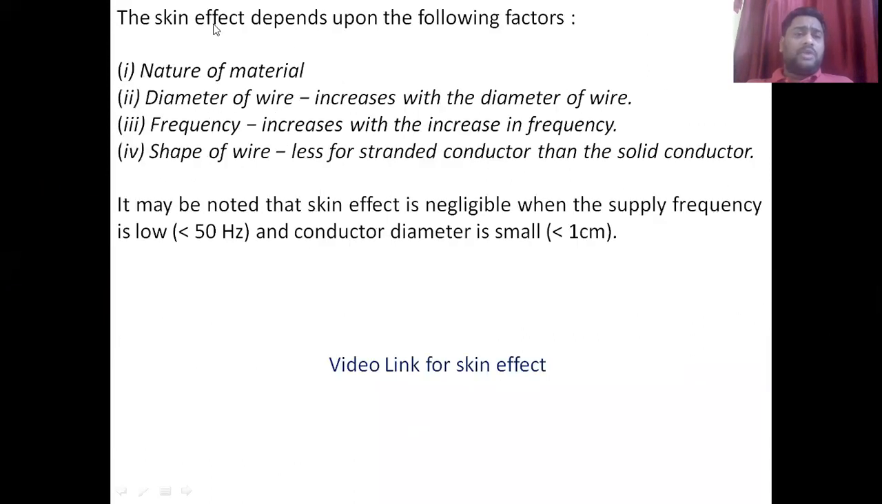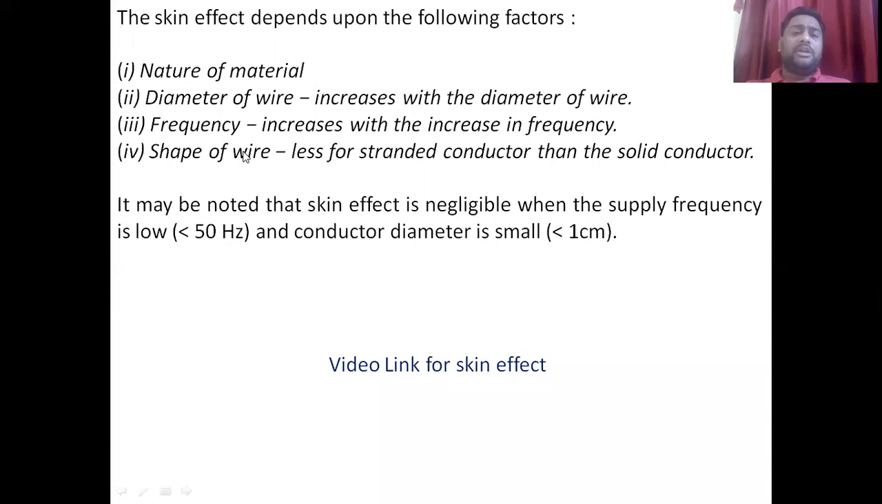So what does the skin effect depend on? It depends on the following factors. First, the nature of the material. Obviously, the type of material used to manufacture the conductor, like aluminium or copper, matters, and each metal has its own independent resistive property. The current flows through that particular conductor according to that property. That's why the skin effect depends upon the nature of the material.